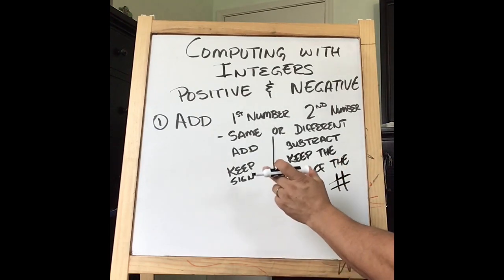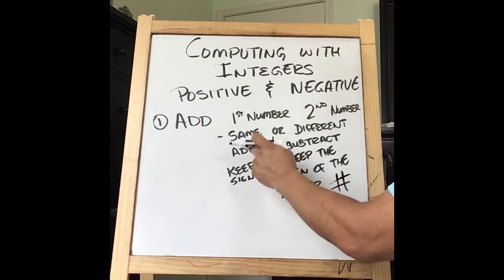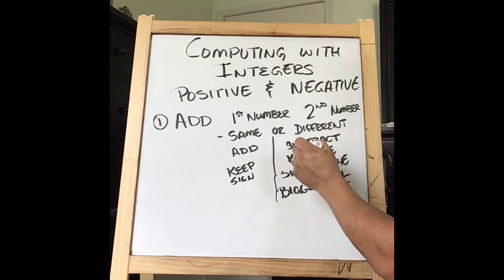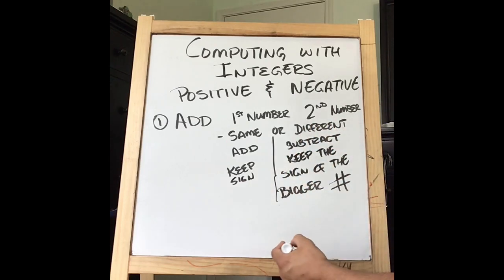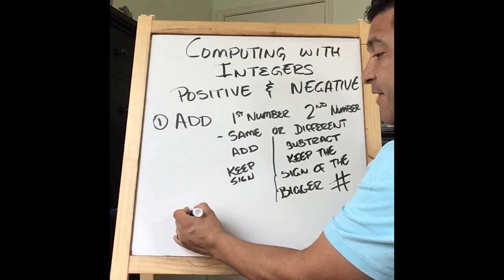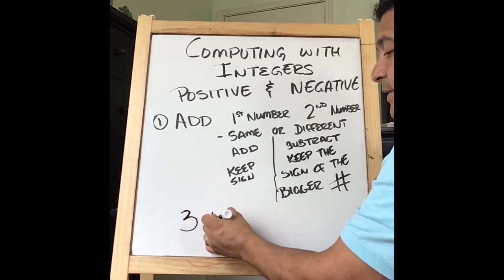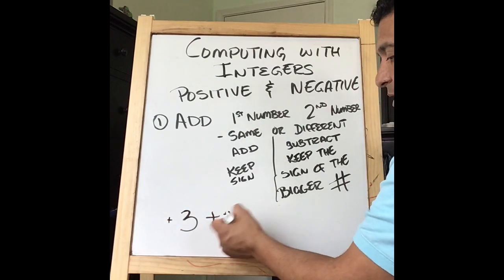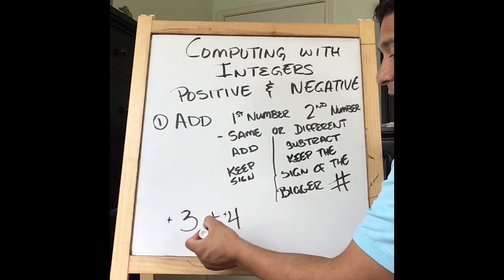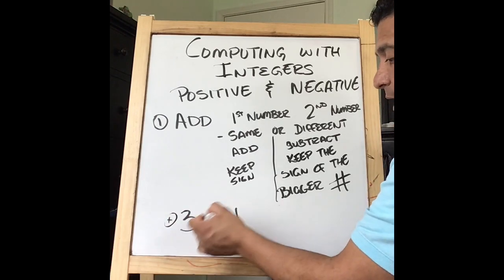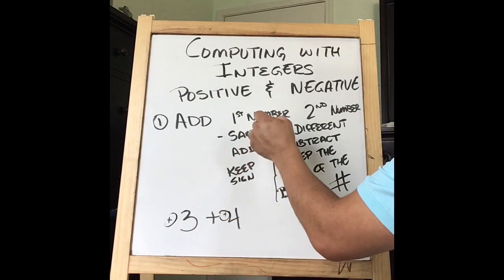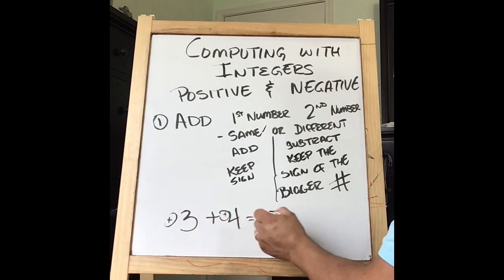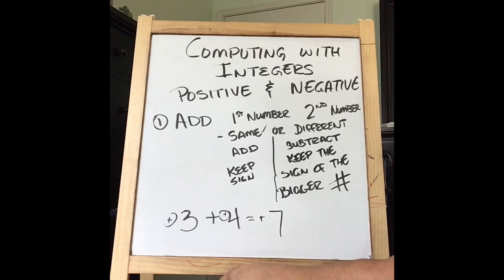All right, we're going to look at the numbers, and then we're going to decide if they are the same, we're going to add, we're going to keep the sign. But if they are different signs, we're going to subtract the numbers and keep the sign of the bigger number. Example, if I have a 3 plus a 4, this is a positive 3, this is a positive 4. So, are they the same? Look at the signs. Are they the same sign? Yes. If they are the same, we're going to add these two and we're going to keep the same sign. So 3 plus 4 is 7, and we're going to keep the sign as a positive number.